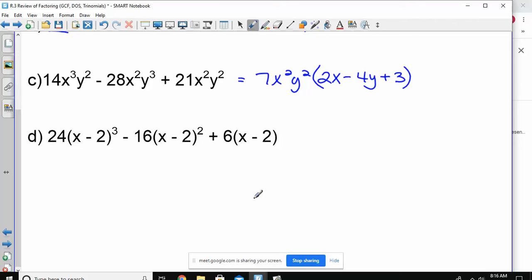Okay, looking at the coefficients, we have 3 terms here. Remember, the terms are separated by addition and subtraction. So what can I take out of every term? 2. What else do they all have? X minus 2. Okay.